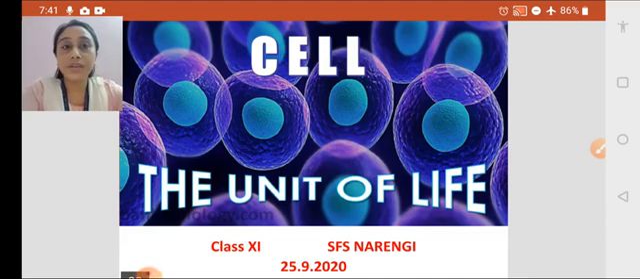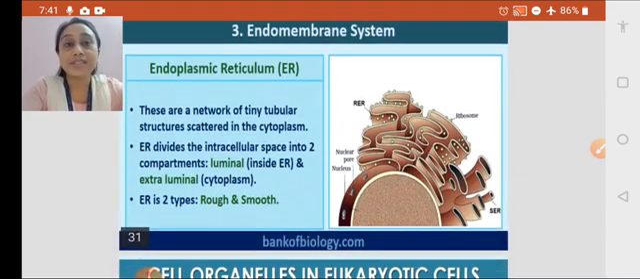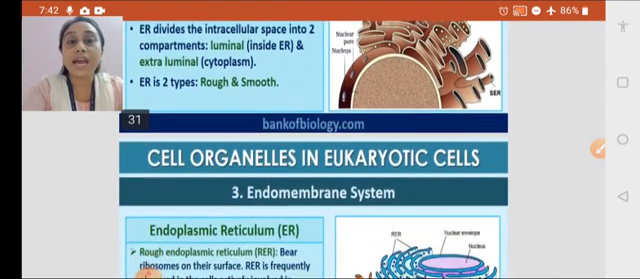We will continue studying about the cell from the chapter Cell, the Unit of Life. Before starting with today's topic, we will revise in short what we have learned in the last class. So in the last class, we studied about endoplasmic reticulum, that its structure is a network of tiny tubules. Endoplasmic reticulum are of two types: rough endoplasmic reticulum synthesizing proteins and smooth endoplasmic reticulum synthesizing lipids.